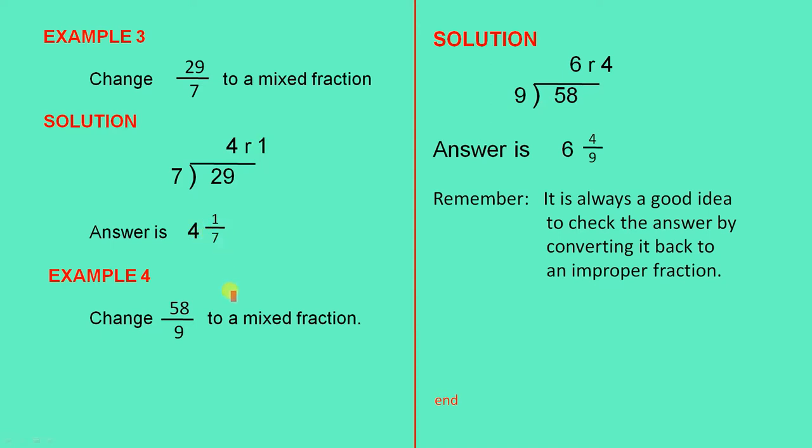Example 4, change 58 over 9 to a mixed fraction. 9 divided into 58 goes 6 because 9 6s are 54. The remainder is 4. So the answer is 6 4/9.